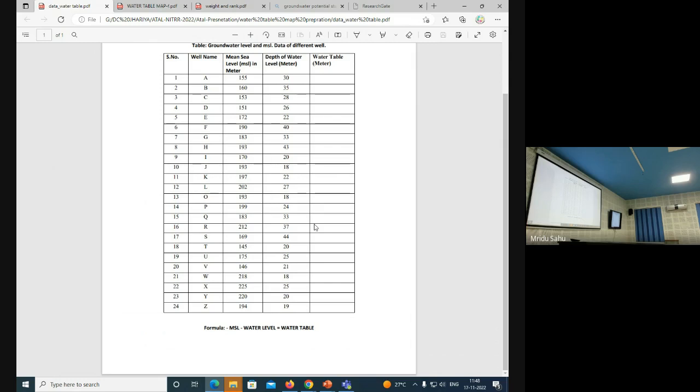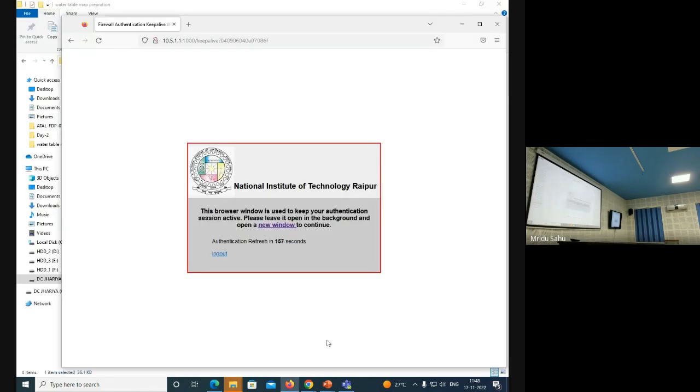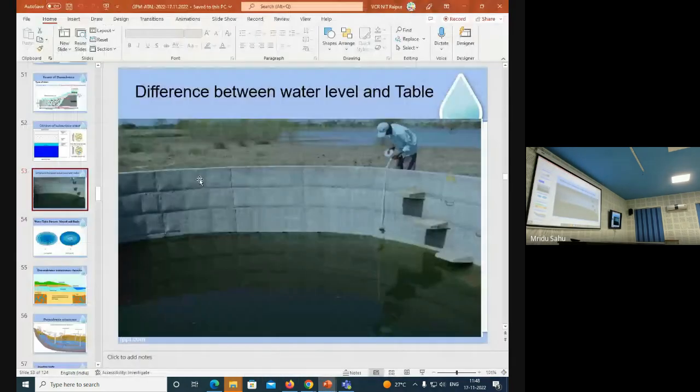And one more thing here, how we measure the water level. Please understand this also. How we measure the water level. Once you complete, let me know that you have completed that part.